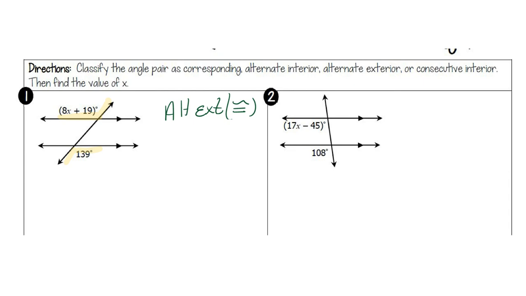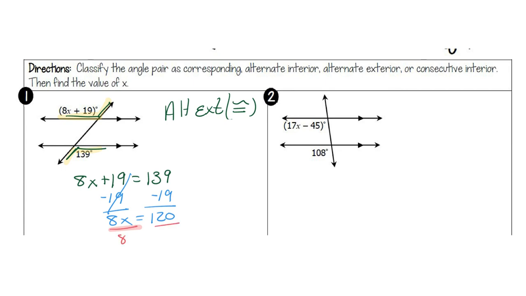So to solve for x, I know this angle is going to equal this angle. So that's exactly how I write it. 8x plus 19 equals 139. And now I just solve for x. Now get 8 by itself. Divide by 8, that'll leave x. Divide by 8, x equals 15.